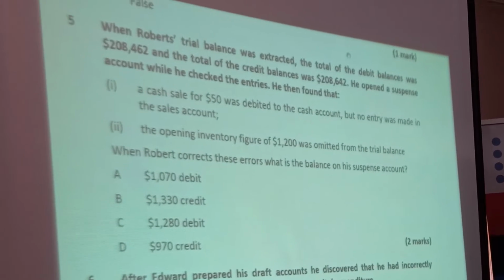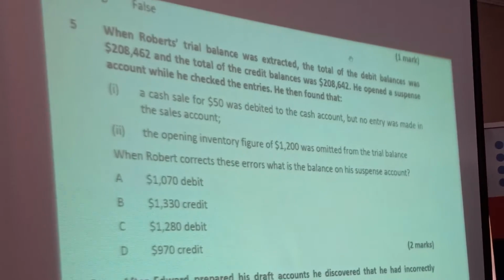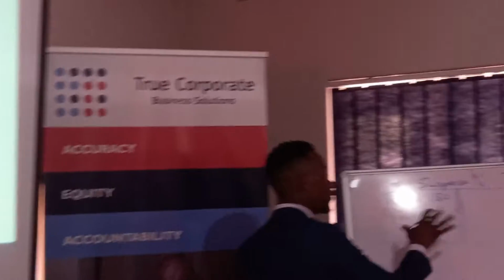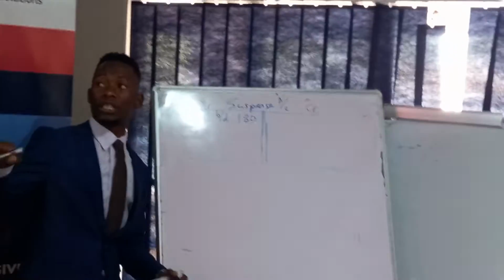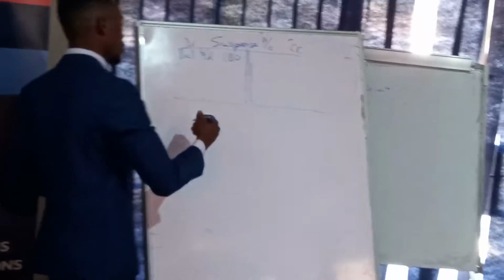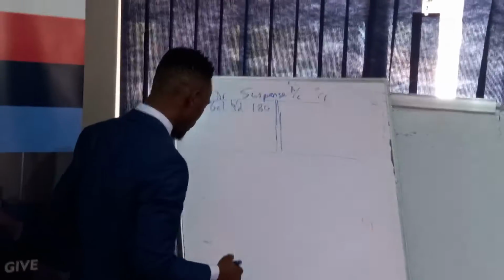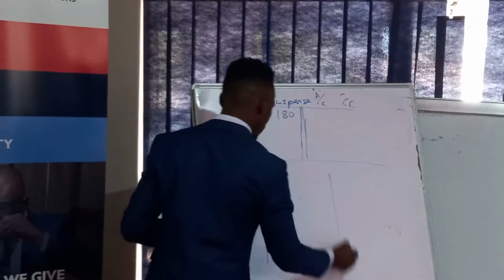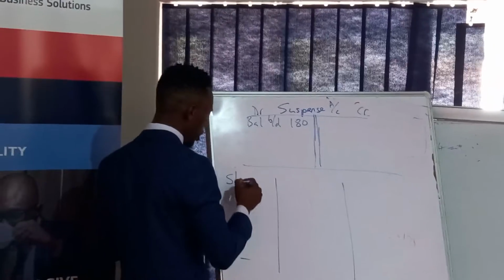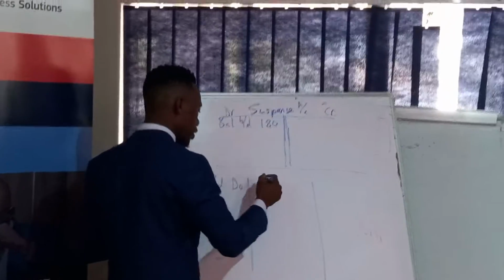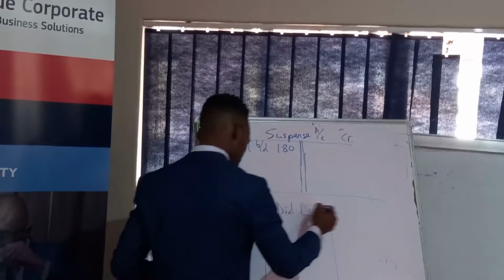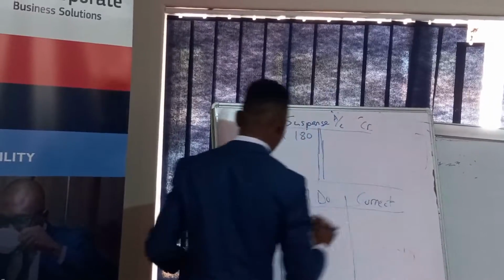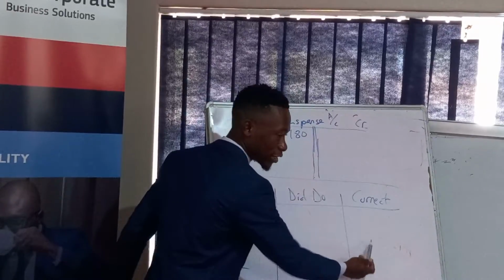Guys, this question is very easy. So, let's follow. I will finish this one after I correct all the errors. So this is what you do when I see the word suspense. I prepare 3 columns: should do, did you do, then you correct. So this is what I do on errors and suspense. Should do, did you do, correct.